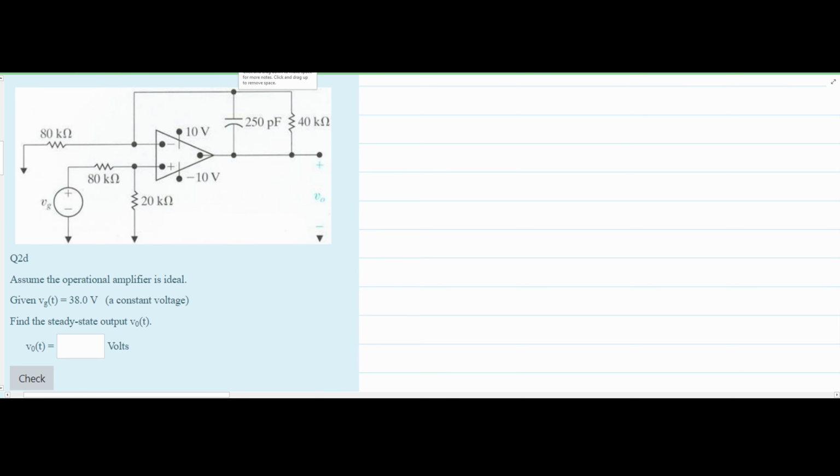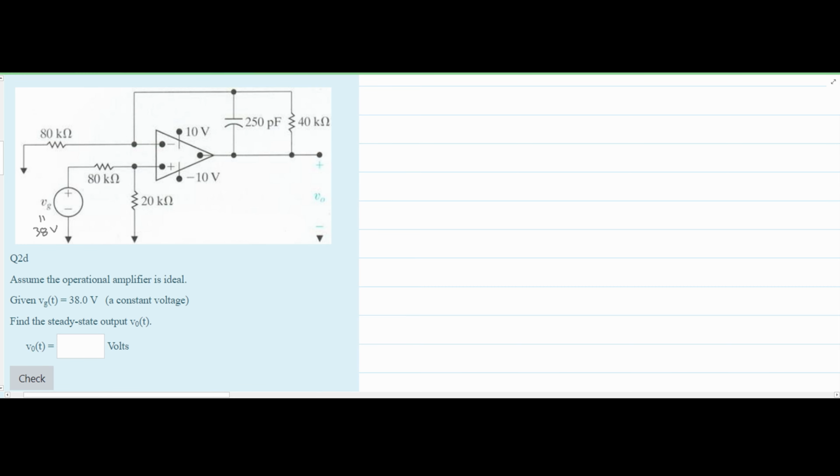For this problem, we are going to assume the op amp, or operational amplifier, is ideal, and then we are going to look at it and find our V naught of t. We're given that our Vg of t is 38 volts. This is the voltage here. So we're going to write this down like this.